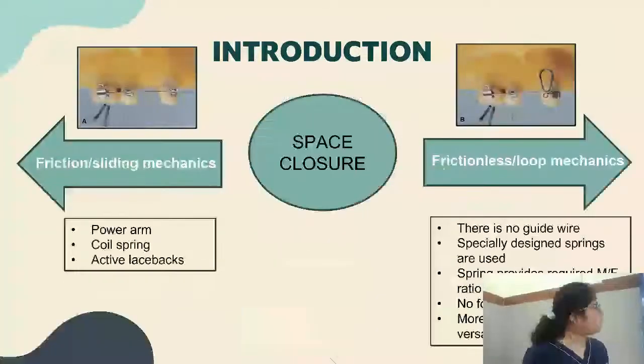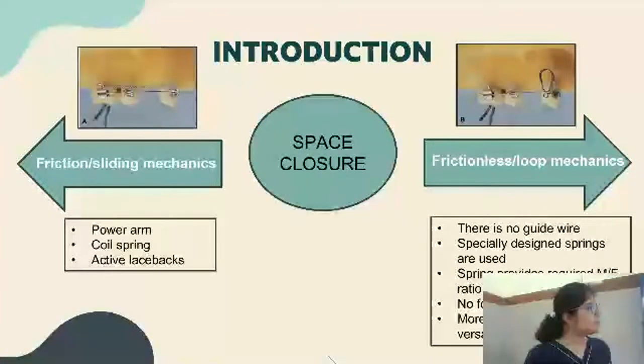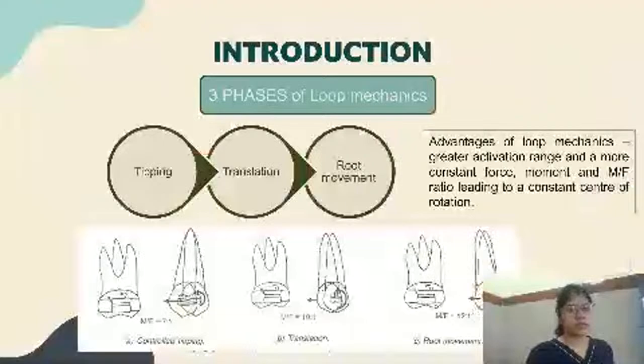Now, the space closure can be done by friction or sliding mechanics or frictionless or loop mechanics. The various methods in friction or sliding mechanics are using a power arm, coil spring, or active lace back, in which the movement is produced by the friction between the wire and bracket. And second is frictionless or loop mechanics. The spring provides the required M/F ratio with no loss due to friction, and these are more predictable and versatile mechanics.